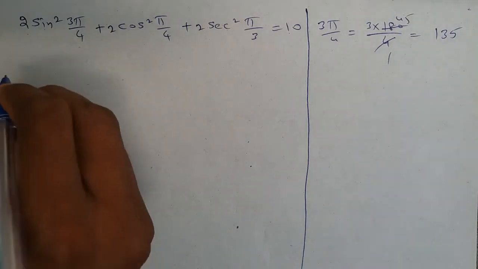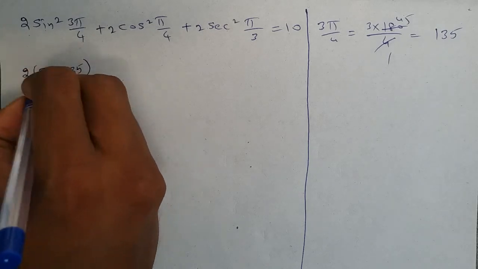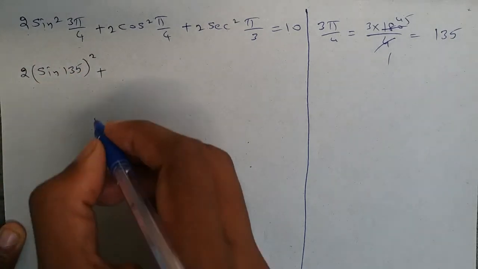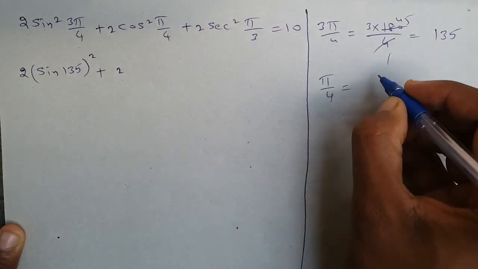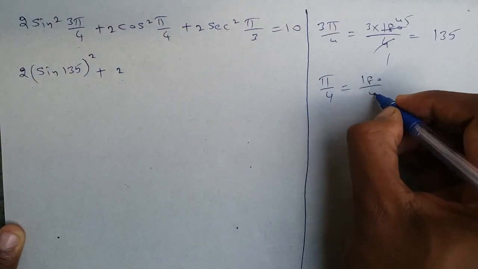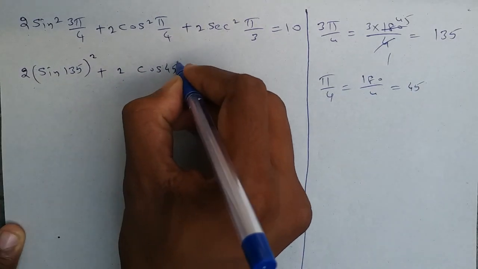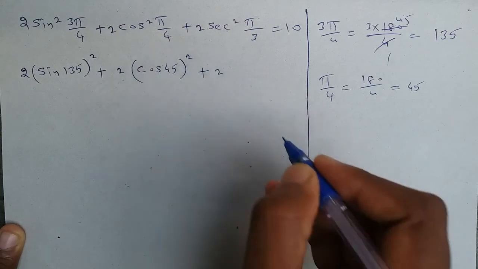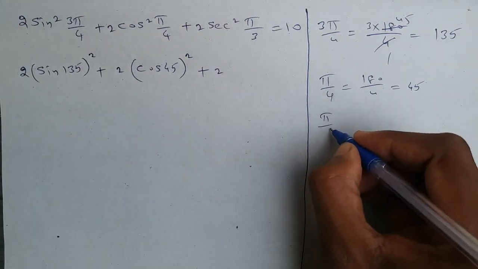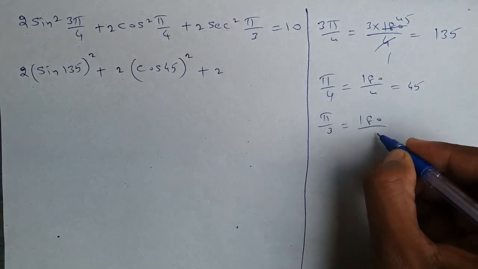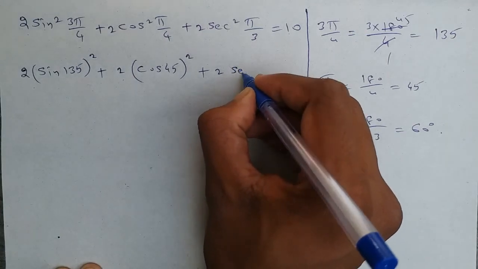135. So we get here 2 into sine 135 whole square plus 2 into, here pi by 4 is there, that is 180 divided by 4, which is nothing but 45. So cos 45 whole square plus 2 into secant pi by 3. Pi by 3, that is 180 divided by 3, is nothing but 60 degrees. So secant 60 whole square.